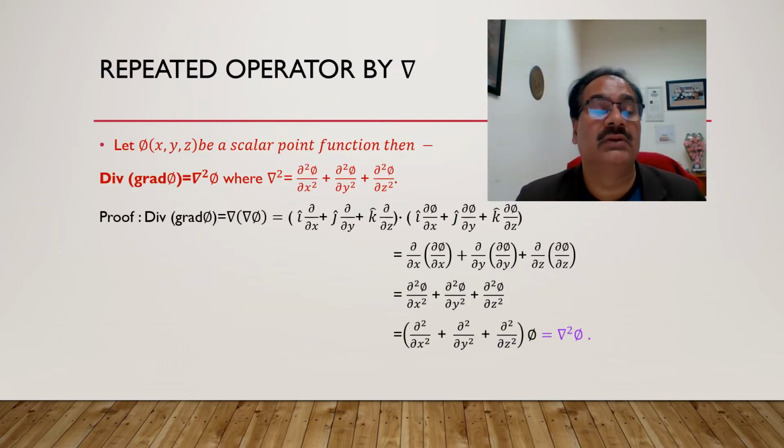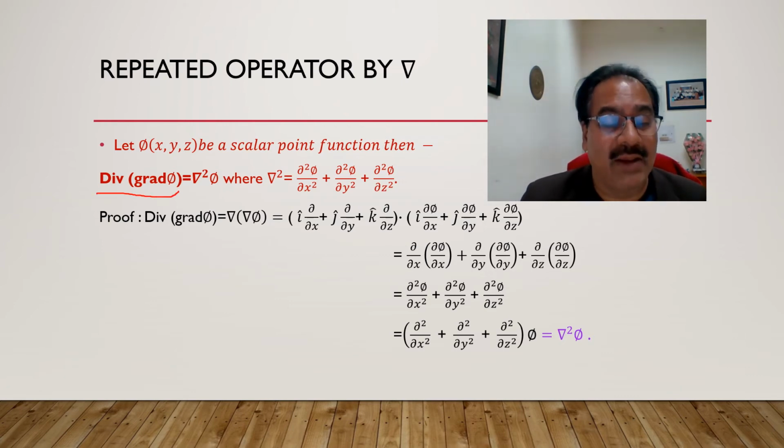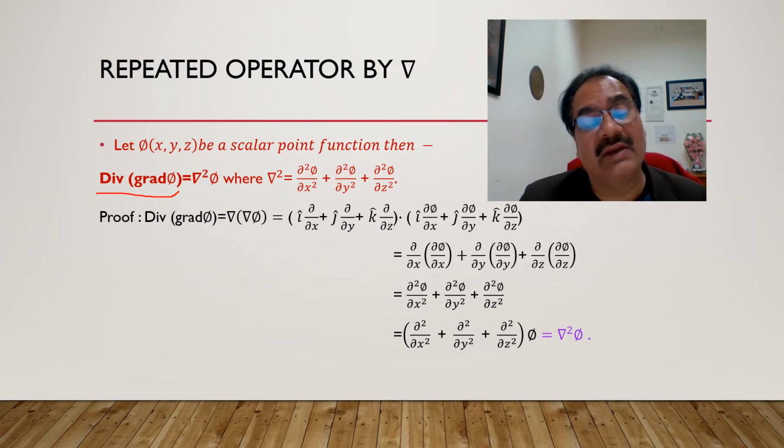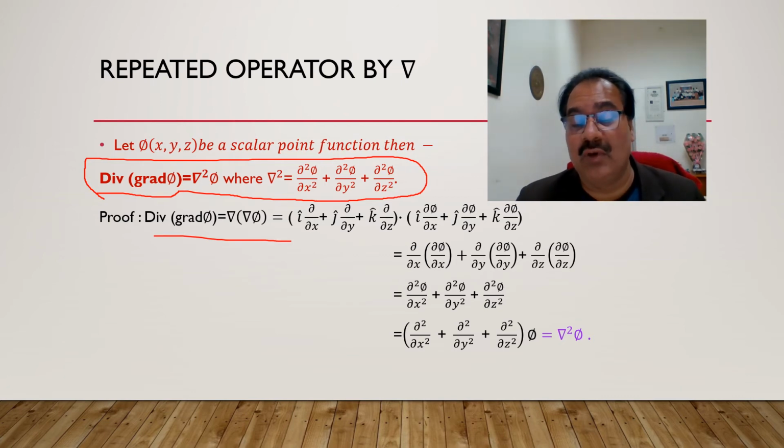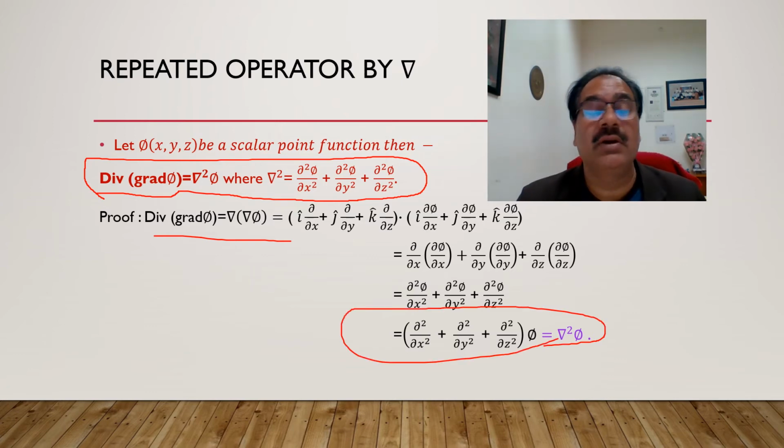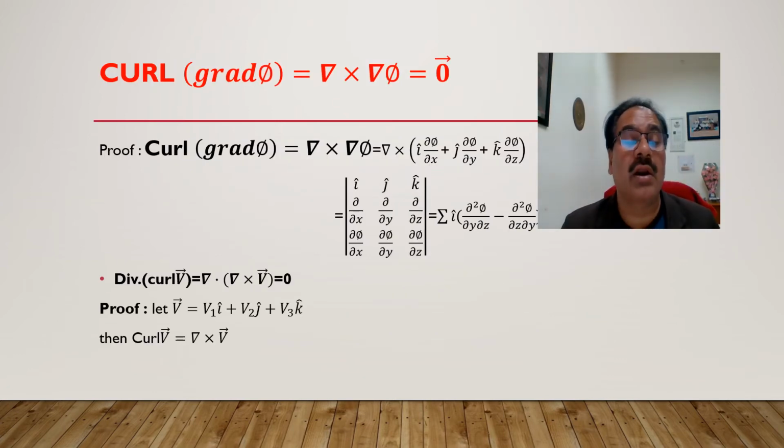Now, these are repeated operations by del. Let phi(x, y, z) be a scalar point function. Then divergence of gradient phi means del dot del phi, which is del squared phi, where del squared phi is del 2 phi over del x squared plus del 2 phi over del y squared plus del 2 phi over del z squared. So if you operate, you will get divergence of gradient phi equal to del squared phi. This is one of the important results. Now, curl of gradient phi is equal to del cross del phi, which is equal to the null vector.